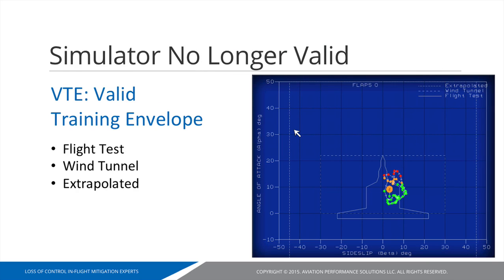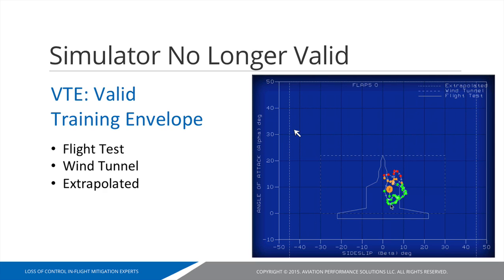Let's take a look at this particular diagram. This is an area that many instructors and training organizations are justifiably concerned about. This is the valid training envelope. And the way it's represented in this particular diagram, and this is just one way to do it, is a plot of angle of attack versus sideslip, or beta. What we can see here are three different envelopes of validity, or what we could talk about as fidelity, of the simulator in certain areas.